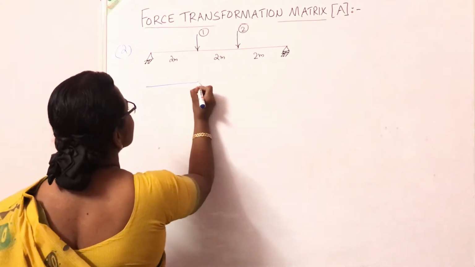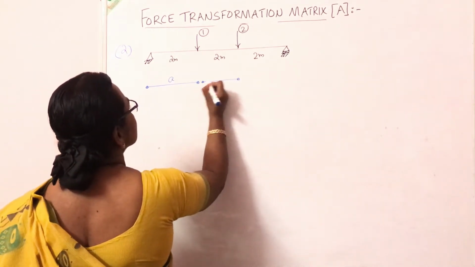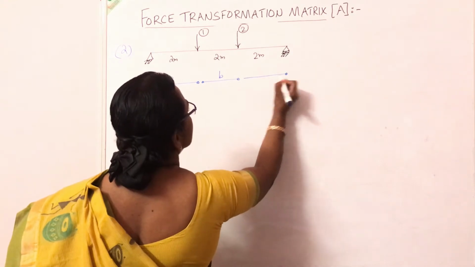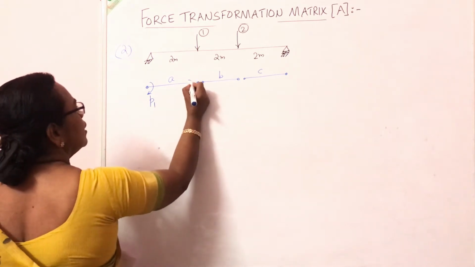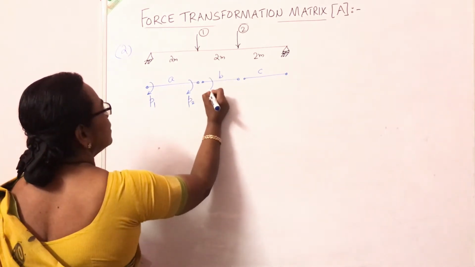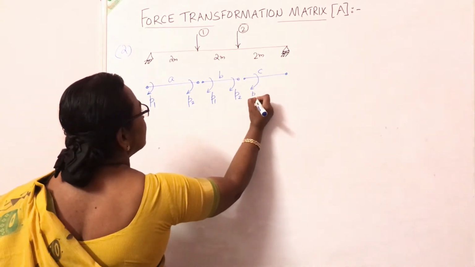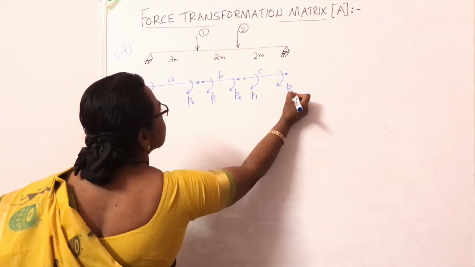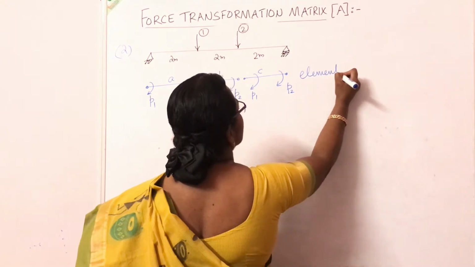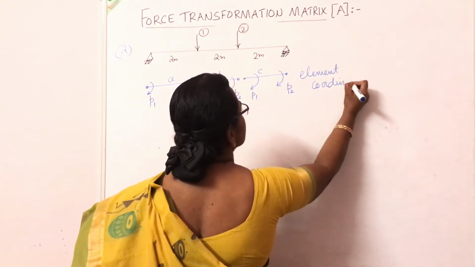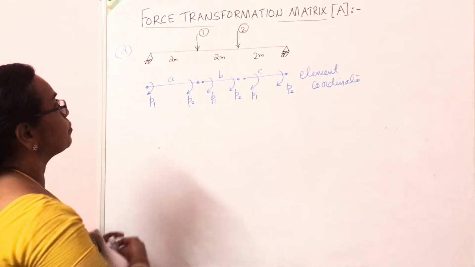I can mark this as the first element, say A. The second element B, and the third element C. The coordinates are P1, P2. Similarly here, P1, P2, P1, P2. I have marked the element coordinates, that is, all clockwise moments at the two ends, that are called element coordinates. The next step is to draw the bending moment diagram corresponding to P1 equals 1.